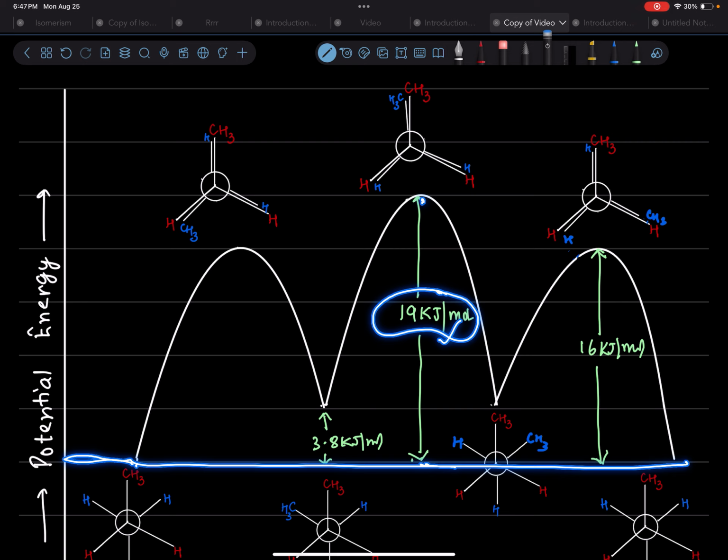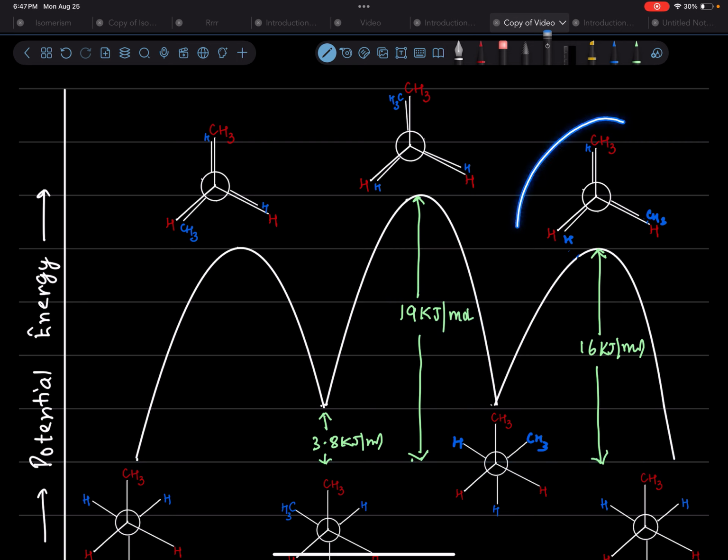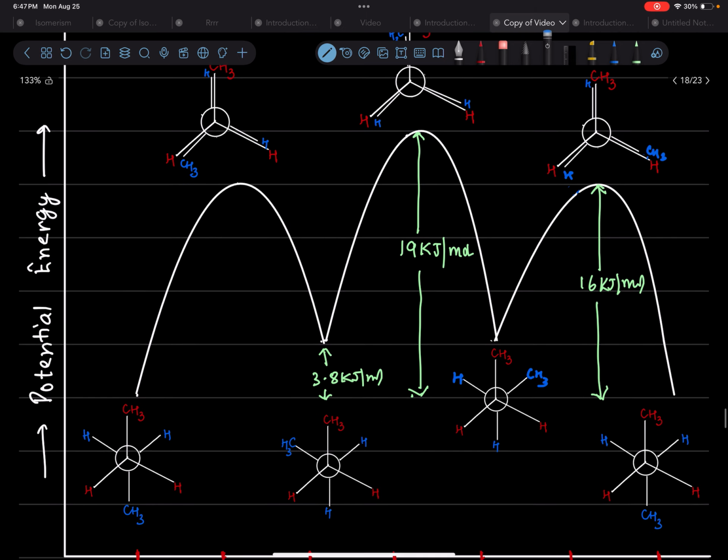The energy of the partially eclipsed conformation is 16 kilojoules higher than the energy of anti. For anti, if the energy is taken to be 0, then the energy of the partially eclipsed is 16 kilojoules higher than this. The energy of Gauche conformation, which increases because of these methyl interactions, they are quite close to each other. This energy is higher by 3.8 kilojoules per mole as compared to the anti one.